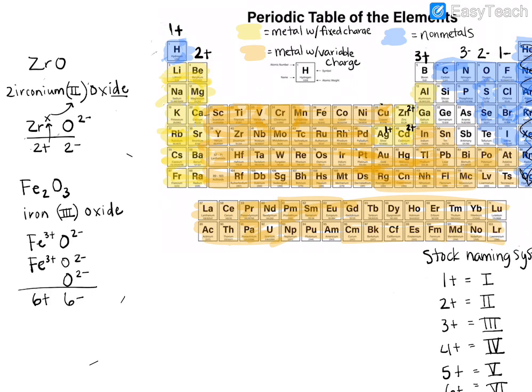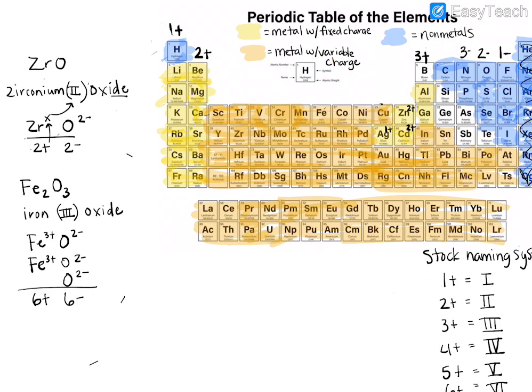The biggest mistake students make is they think that what goes right here in parentheses is this. Oh, this is iron 2 oxide, there's 2 of them. No, this is not a subscript of how many ions. It is the charge on the metal ion that is unknown, right? It has a variable charge.